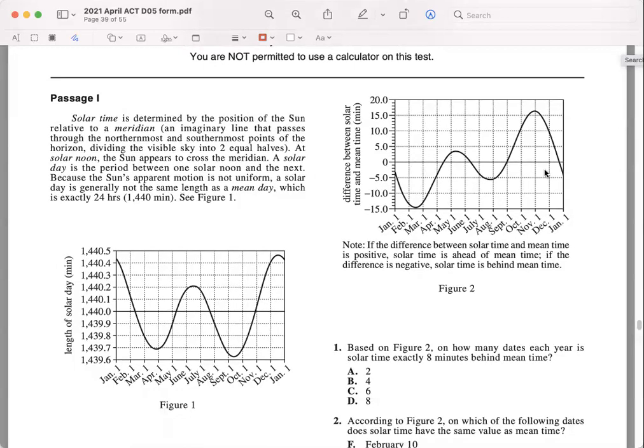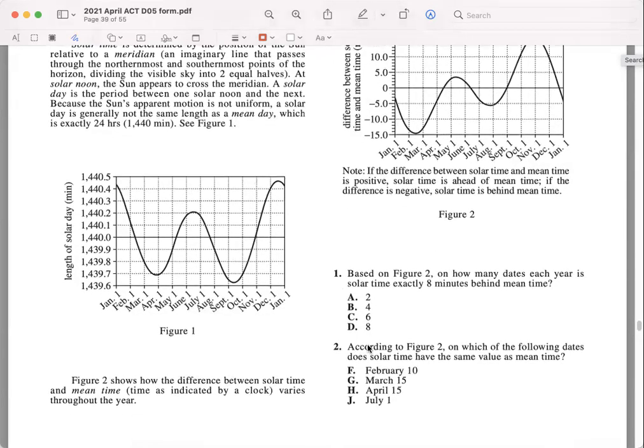At solar noon, the sun appears to cross the meridian. A solar day is the period between one solar noon and the next. Because the sun's apparent motion is not uniform, a solar day is generally not the same length as a mean day, which is exactly 24 hours.